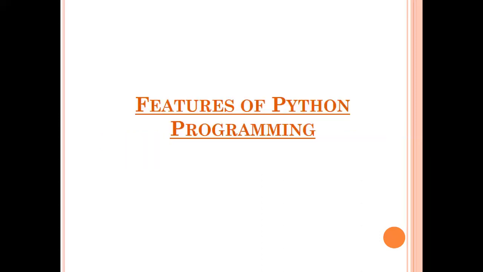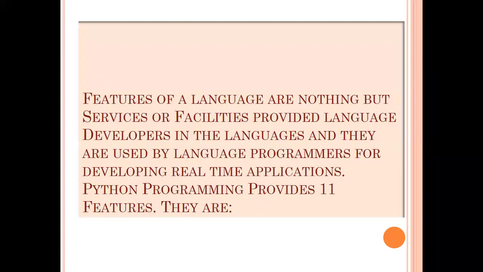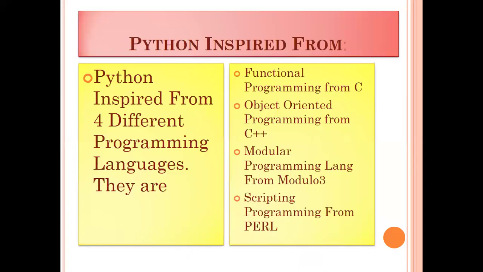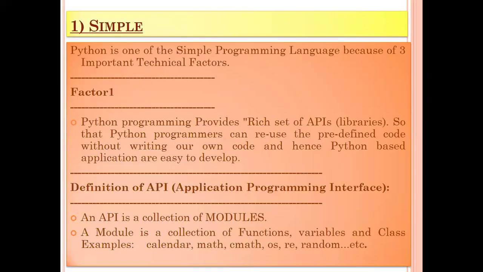Then we started discussing the features of Python. Features are nothing but services or facilities provided by the language provider, and it has 11 features, of which we have discussed up to 4: simple, freeware and open source, platform independent, and dynamically typed. Simple, why is it simple? Because of its 3 factors. Its rich set of APIs.